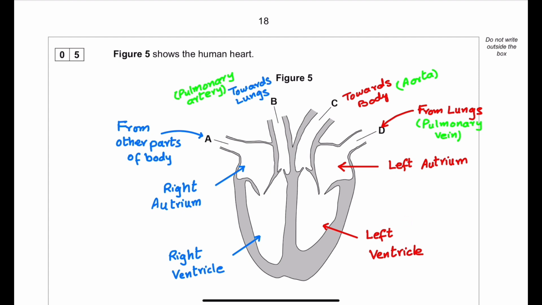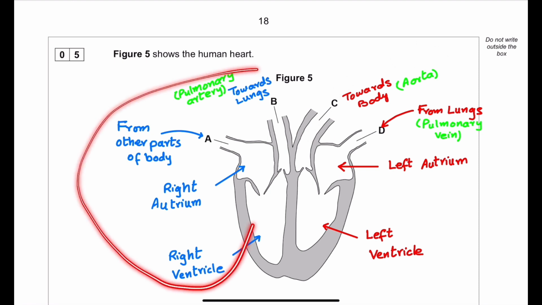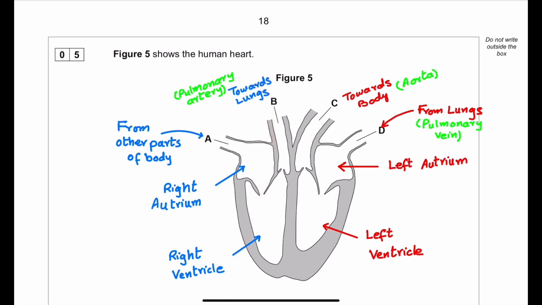The heart consists of left ventricle, left atrium, pulmonary vein, and aorta, which is carrying the oxygenated blood to the body. Whereas the blue area of the heart is showing the right ventricle, right atrium, deoxygenated blood is coming from the body, and this is pulmonary artery taking the deoxygenated blood towards the lungs.